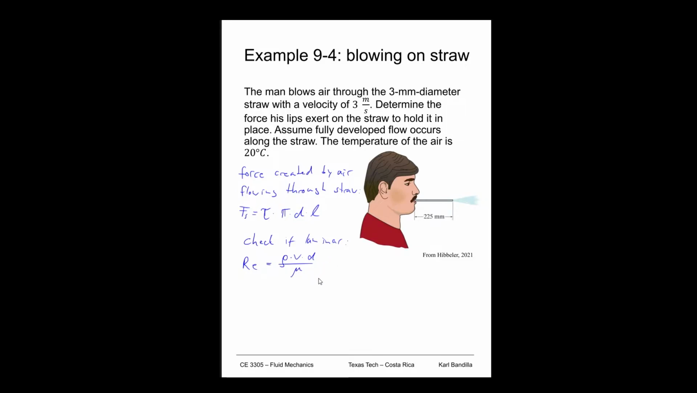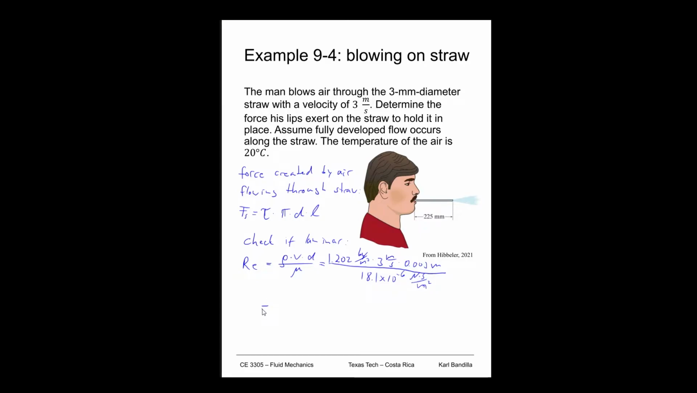In our case, we're given the velocity. We can look up the density of air at 20 degrees C. So that'd be 1.202 kilograms per cubic meter times 3 meters per second. And then we have a diameter of 3 millimeters, so 0.003 meters. And all of that divided by mu, which again we'd have to look up, 18.1 times 10 to the minus 6 newton seconds per meter squared.